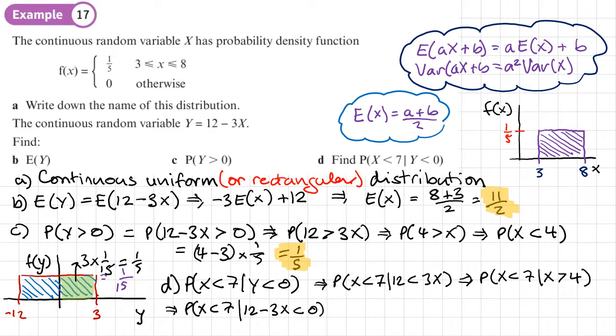So here we can use our sketch of the distribution of x to help us out. This is the denominator, the probability that x is greater than 4. So let's just mark that in. So we'll have a 4 here, and this area here represents the probability that x is greater than 4. So that will be my denominator. So it's out of that. So that is a width of 4, 8 minus 4, times by height of a fifth.